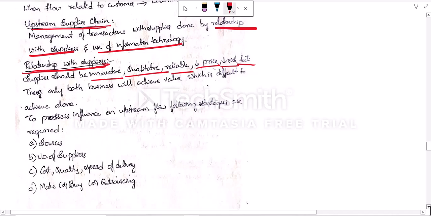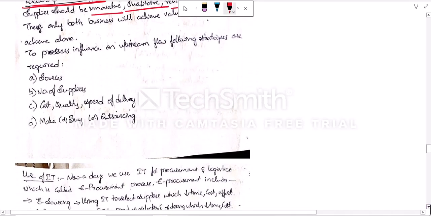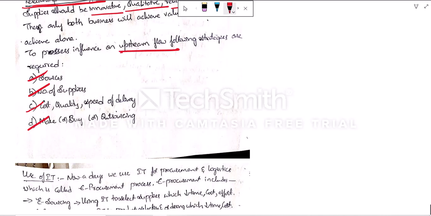So to have influence on the upstream, to have influence on suppliers, we should have some strategies. What are those? Sources and number of suppliers, cost, quality, speed of delivery, make or buy or outsourcing. Okay, source means we should find the best supplier from the market, and we should find such suppliers with whom we have bargaining power.